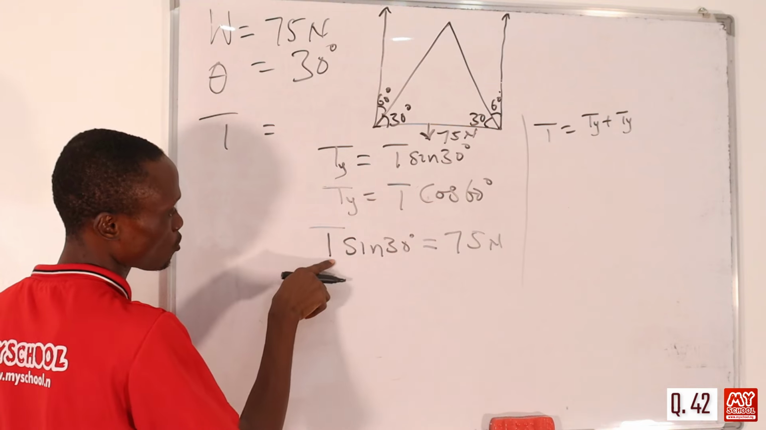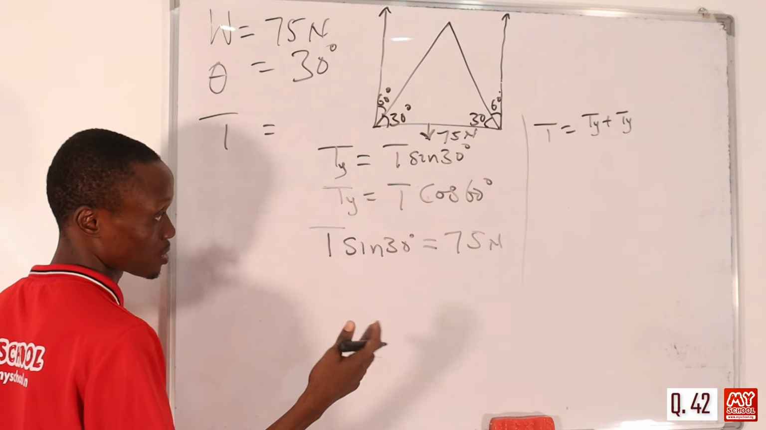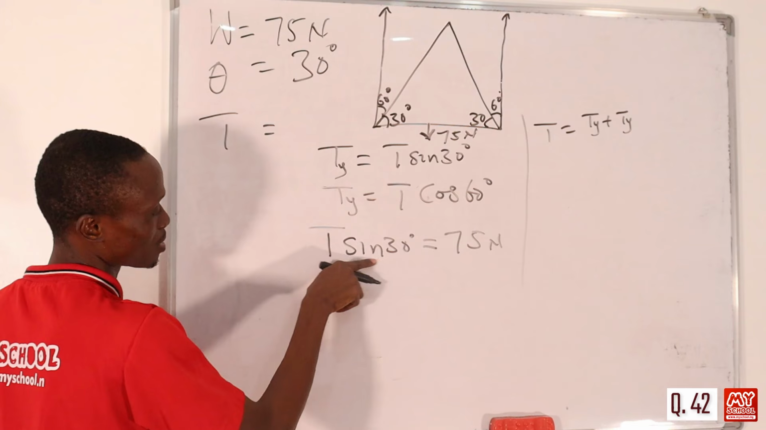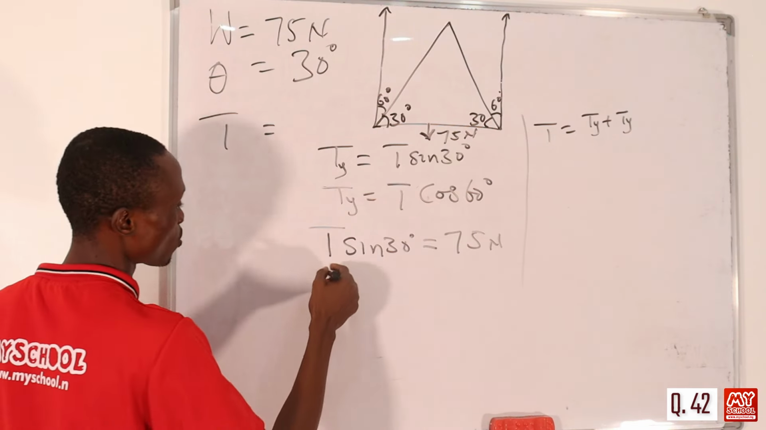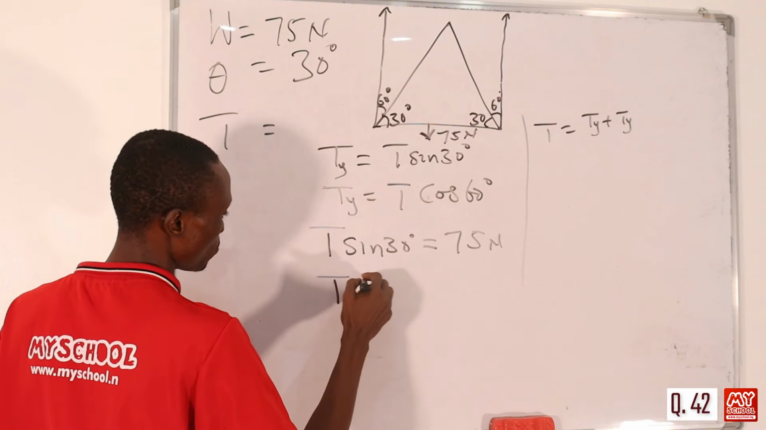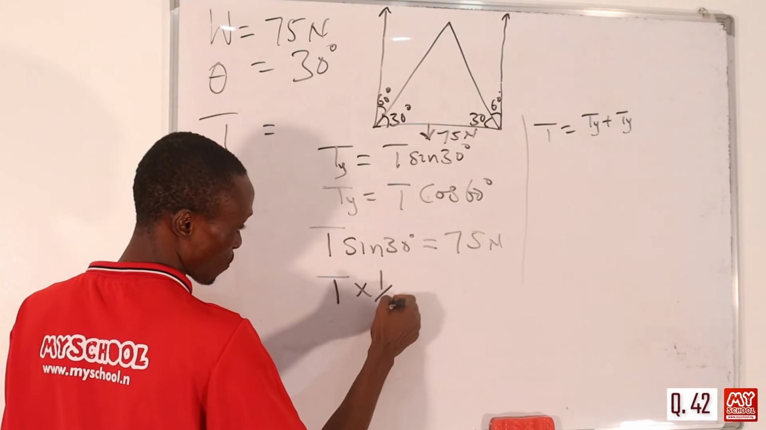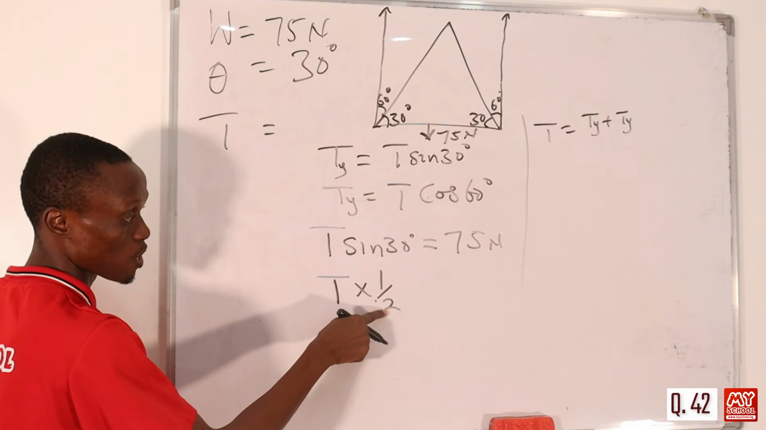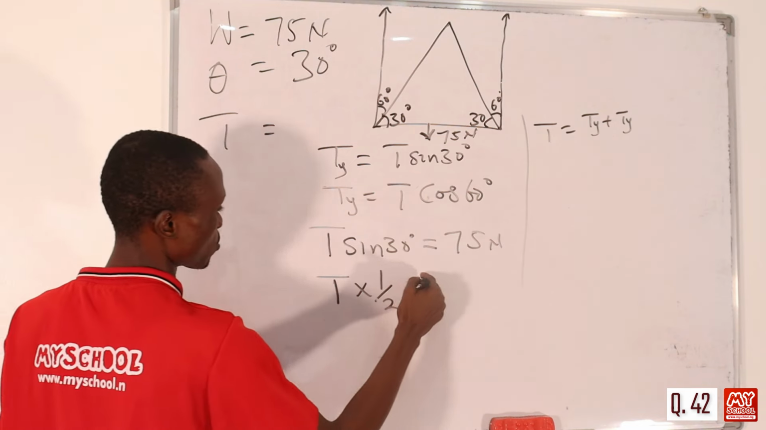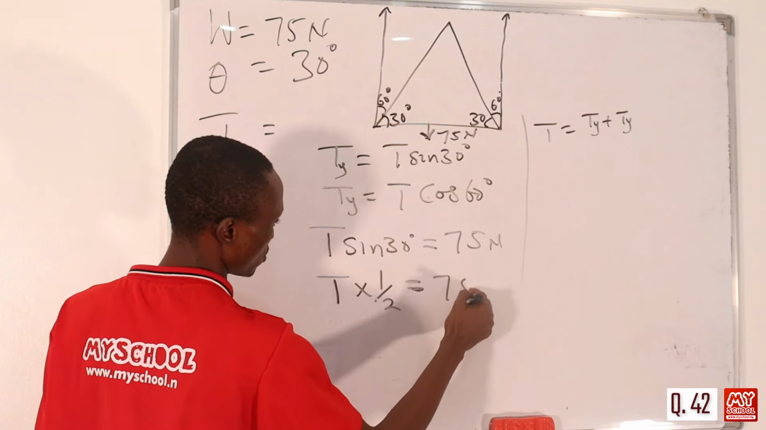Since we are looking for T, we just divide both sides by sine 30. Now remember that sine 30 is equal to 0.5, or 1 over 2. So here we'll have T times 1 over 2. Let's use 1 over 2 instead of 0.5. Of course, 1 divided by 2 is 0.5. So this is equal to 75.